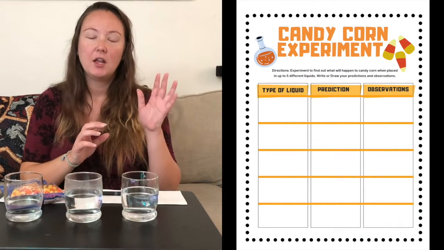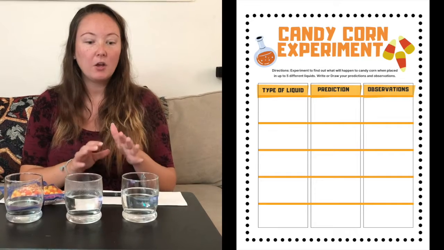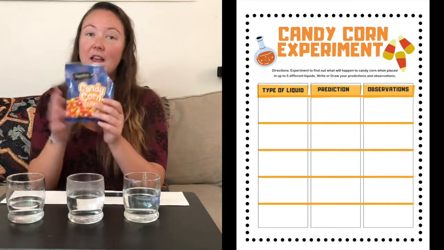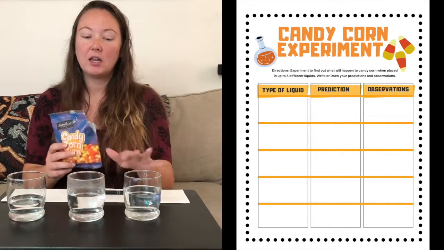And on our website, on our virtual programming page, we have a worksheet where you can write down the type of liquid and what you think is going to happen to the candy corn when you put it in the liquid.